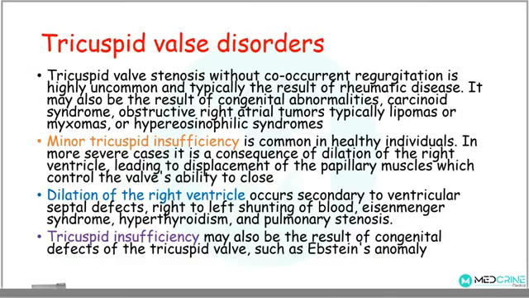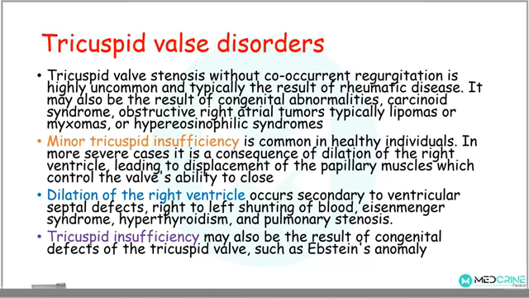Then lastly, we have the tricuspid valve disorders. A tricuspid valve stenosis without a concurrent regurgitation is highly uncommon and typically the result of rheumatic diseases. It may also be a result of congenital anomalies, carcinoid syndrome, obstructive right atrial tumors, typically lipomas or myxomas, or sometimes hypereosinophilic syndromes.